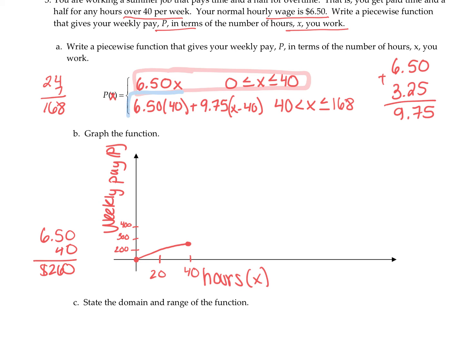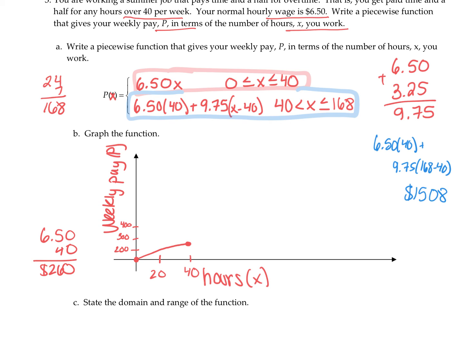Now to represent the second part of my equation, I'm going to plug in 168 hours into that equation. So I have 6.50 times 40 plus 9.75 times 168 minus 40. So that means if I worked 168 hours in a week, I would get my 128 hours of extra overtime. I would make $1,508.